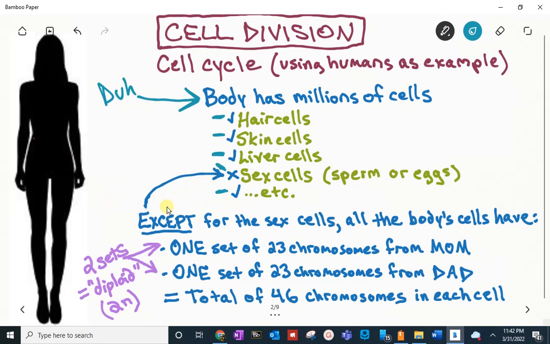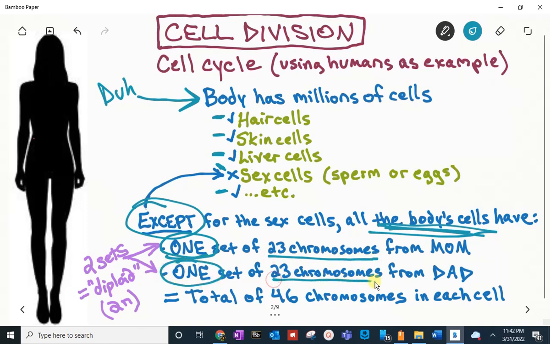So everything except for the sex cells, all of the rest of the body's cells have one set of 23 chromosomes from mom and one set of 23 chromosomes from dad. So that means you have two sets of chromosomes. I don't want to say the same, because they're not identical. Like you could have a gene for blue eyes and a gene for brown eyes. Your mom could have blue eyes, your dad could have brown eyes. So they might not be identical, but they are homologous.